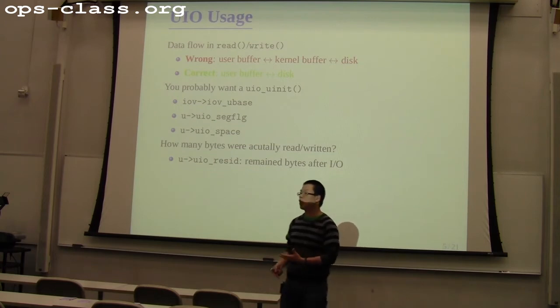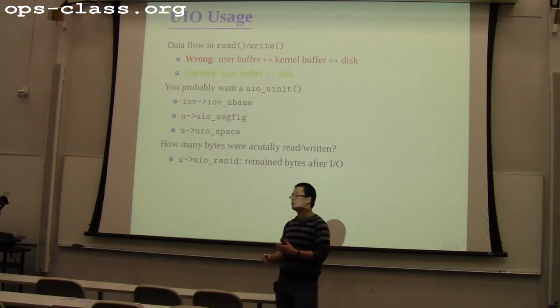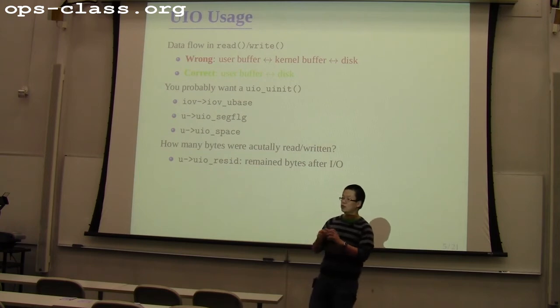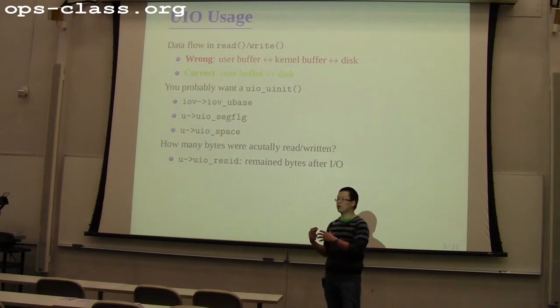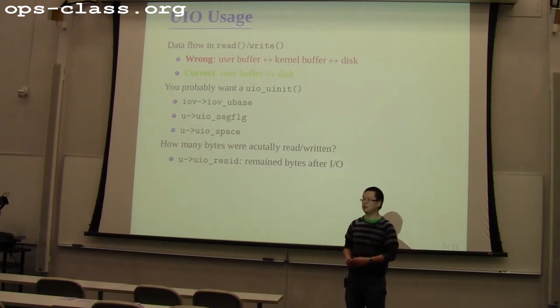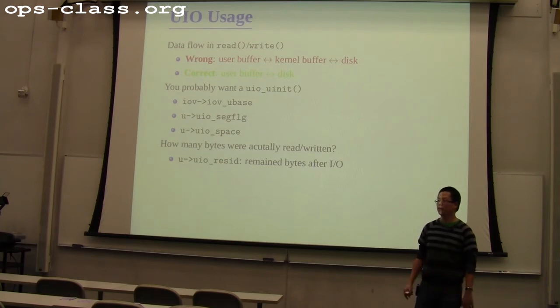You don't need to do a copy check. VOP_READ or VOP_WRITE will do the copy check for you. So you just pack all the information into the UIO structure, and pass this UIO structure to VOP_READ or VOP_WRITE, and all the checking will be done there. I don't need to do copyin and copyout? No, you don't need to. Yeah, the code will be much simpler if you do it this way.